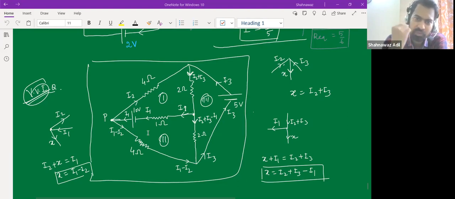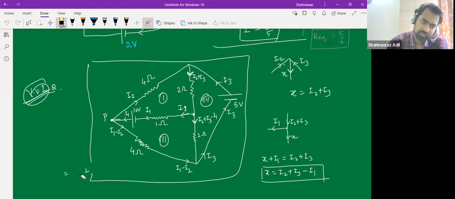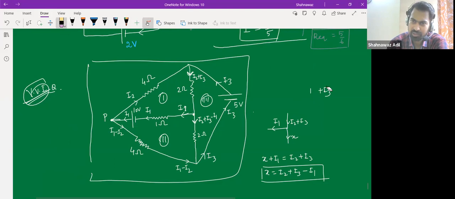So how many unknowns do we have in this circuit? Three. I1, I2, and I3. Correct, you are correct. And for three unknowns, how many equations do we need? Three. So we have to find all these three equations and then solve.